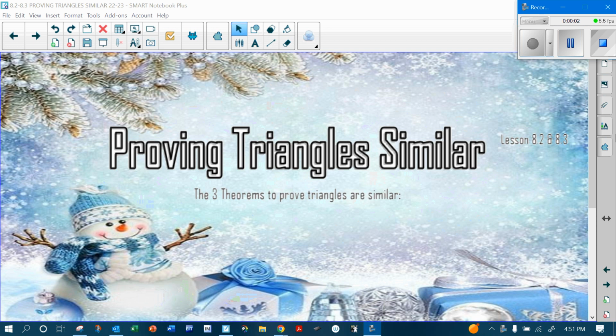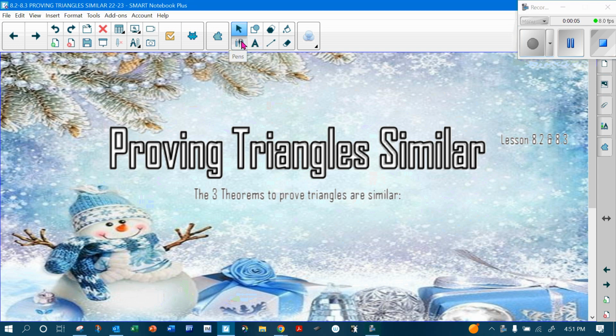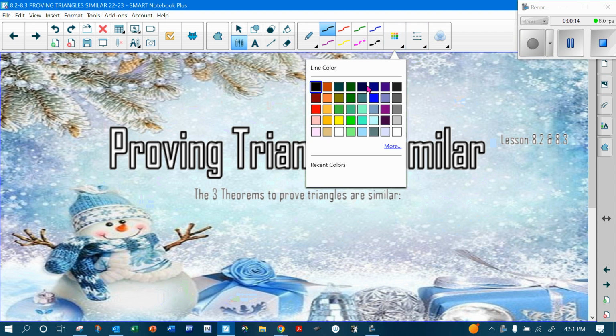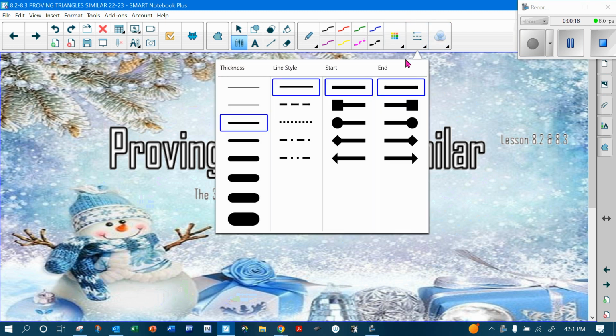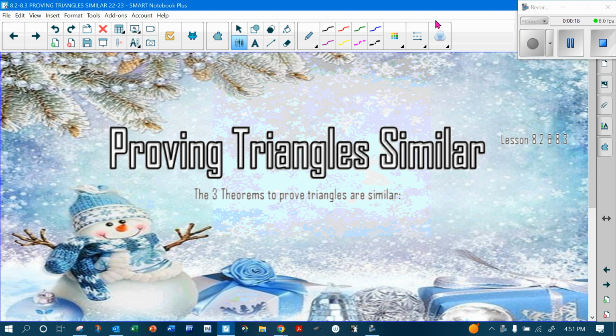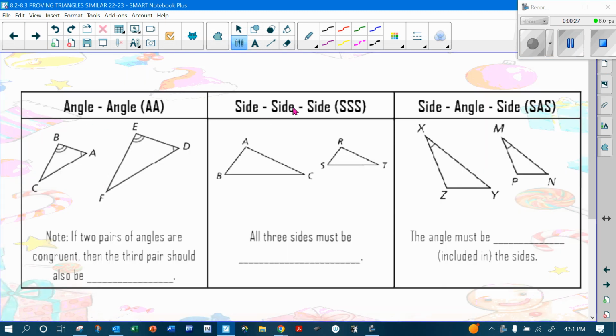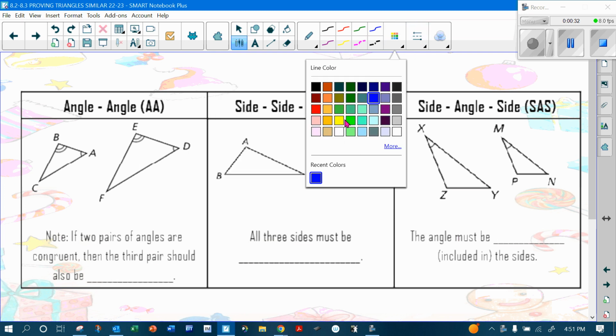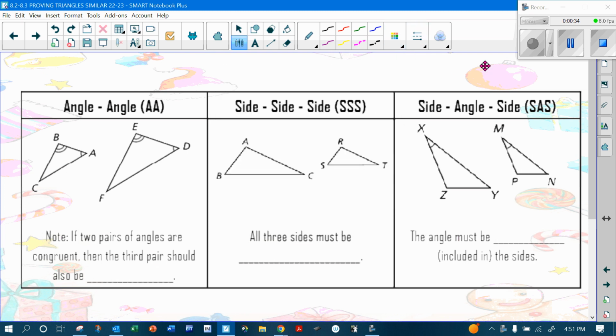Okay, guys, so today we are going to do two sections. We're going to do section 8.2 and 8.3. So we're going to prove triangles are similar. It's very much like when we did congruent triangles where we had side, side, side, side, angle, side, except this time there's only three, okay? So the only three we're going to have to worry about today are going to be angle, angle, side, side, side, and side, angle, side. And they are going to be very much like the ones that we did, okay?